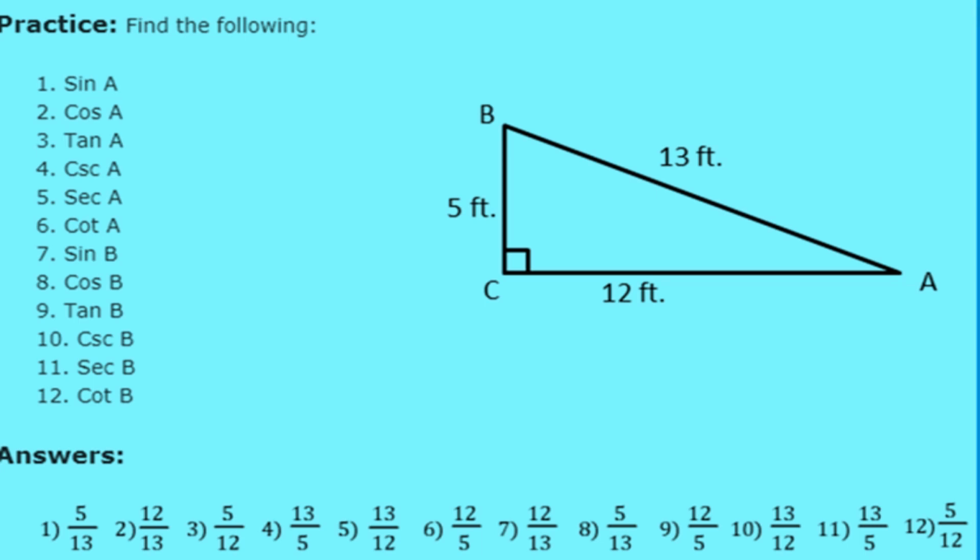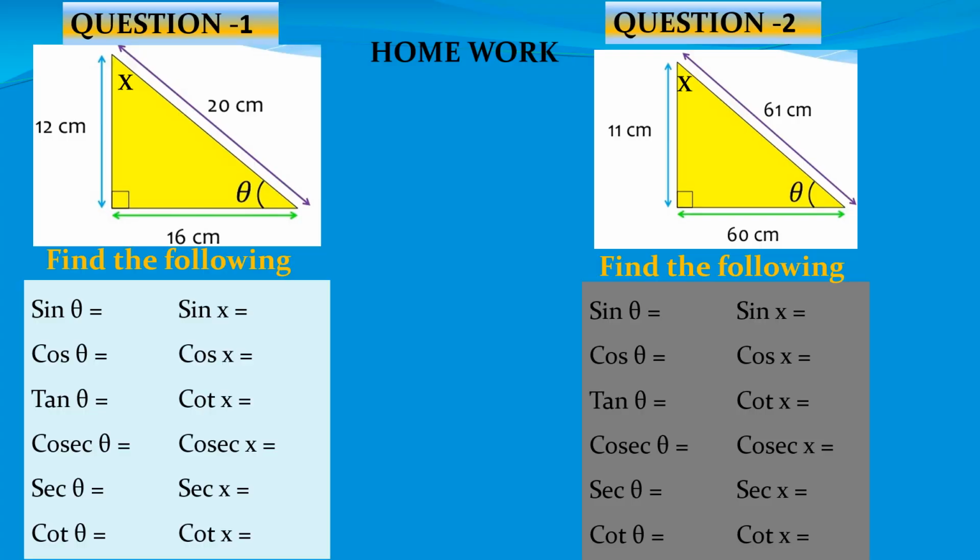Here are the answers also. Here is homework for you. In question number 1, 3 sides have been given. You have to find 6 ratios according to theta and 6 ratios according to x. And in question number 2, also 3 sides have been given. According to theta you have to find 6 ratios, according to x you have to find 6 ratios. Then only will you understand how to find the ratios according to theta and according to x.